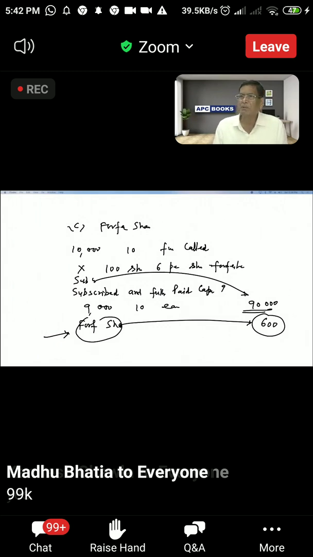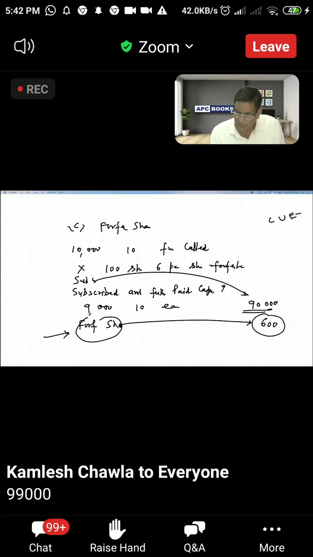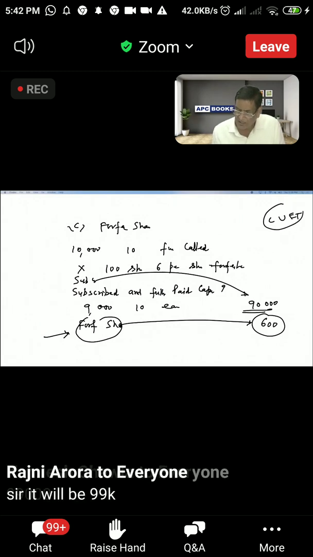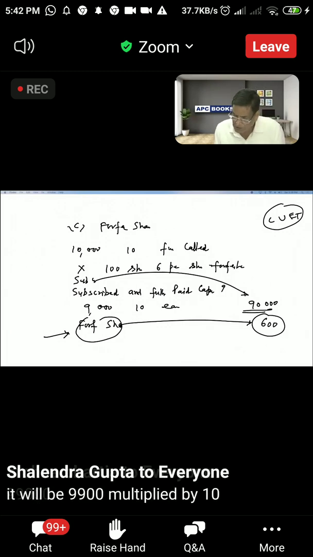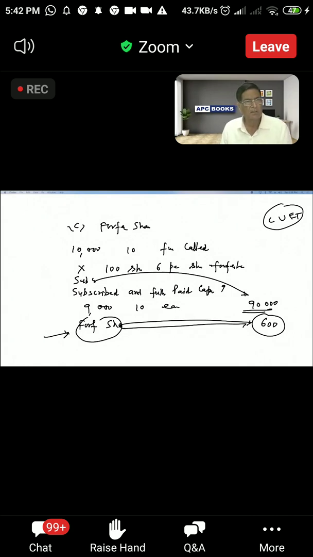Question has been picked up from CUET examination. They asked what is the subscribed capital? Answer is, subscribed capital is 99,000 and forfeited share will be shown separately below this capital in the balance sheet. Forfeited share will be shown separately below subscribed capital in the balance sheet. They will not add it to subscribed capital.